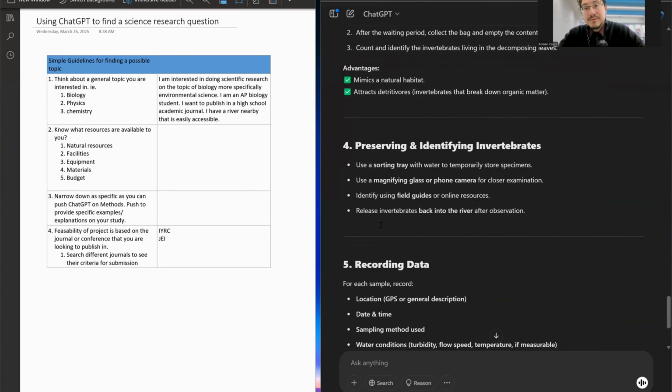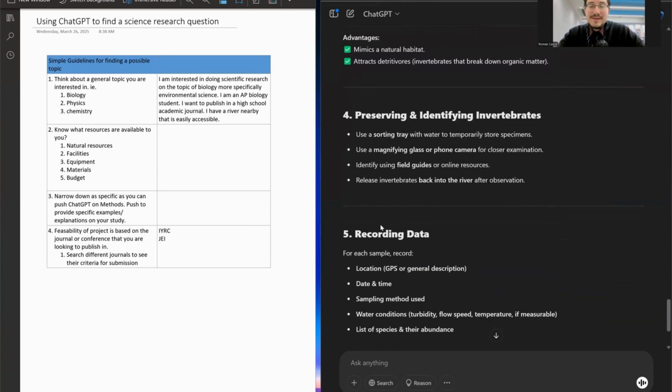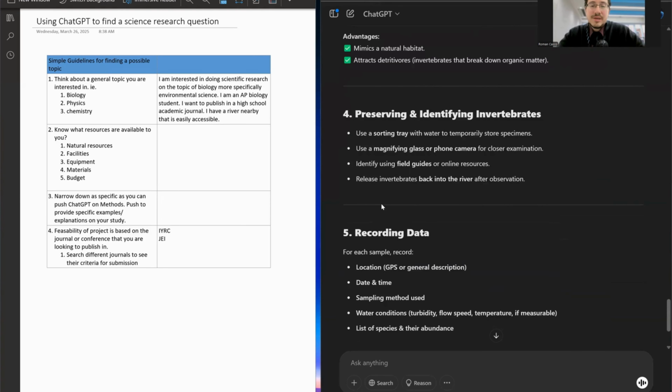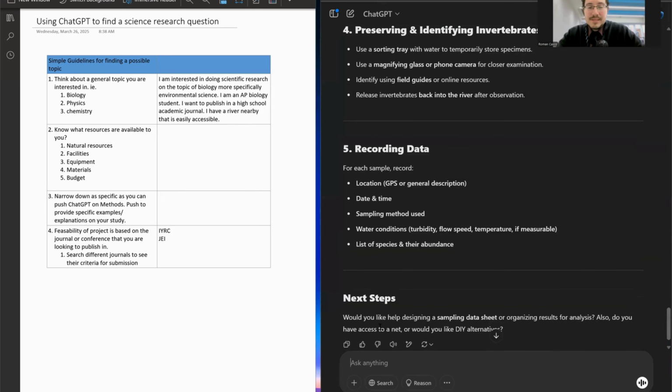You'll need to preserve them. Okay, trust me, you have to preserve insects or else they're going to start smelling bad, decomposing. So generally for this type of study, you can use rubbing alcohol. Just in a cup, you can put all your insects in there and just pour rubbing alcohol. 70% ethanol is fine.